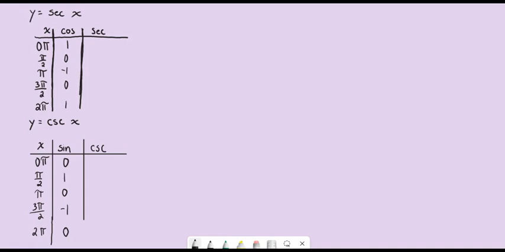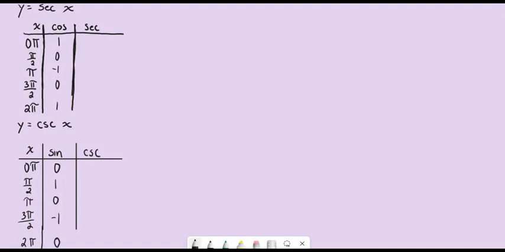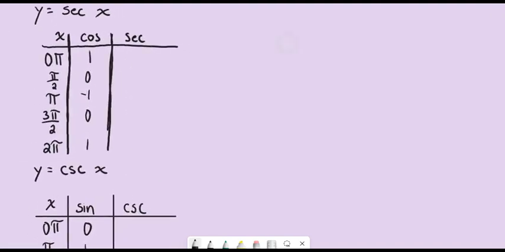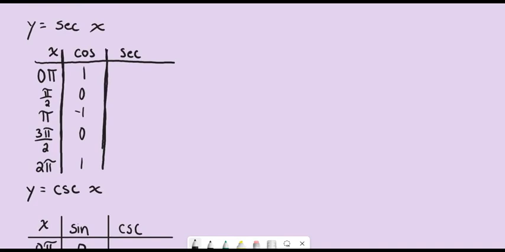Now, to understand the graphs of these other reciprocal functions, let's look back to what cosine and sine were. So secant is the reciprocal function of cosine. So at 0 pi, if cosine is 1, secant will be 1 over 1, which of course is just 1. Okay. Now, what about when cosine is 0? Well, that would be 1 over 0, which is undefined, because we have a 0 in the denominator. Next one here, we've got -1. Well, what's the reciprocal of that? Well, that'd be 1 over -1, which would just be -1. 0, well again, undefined. And then the last one would be 1 over 1, back to 1.